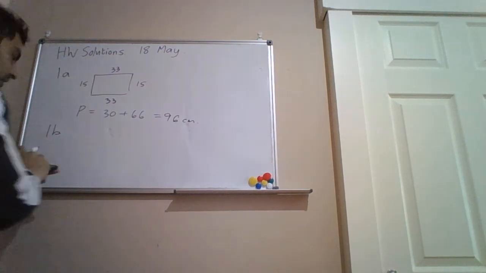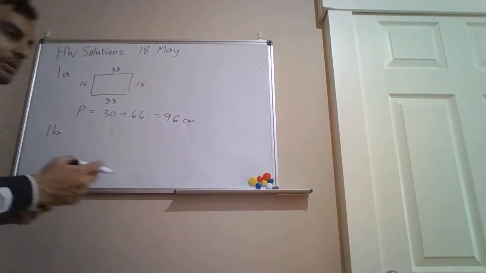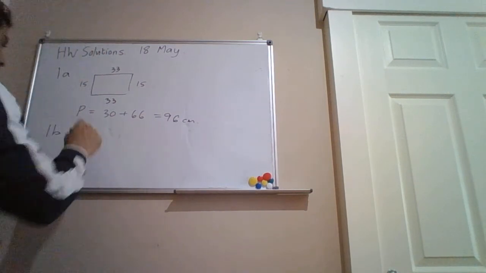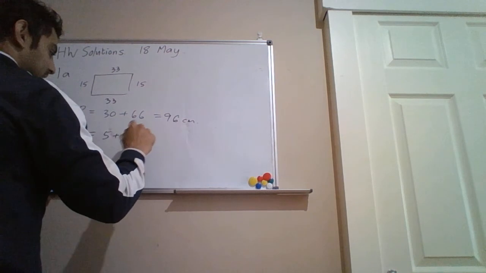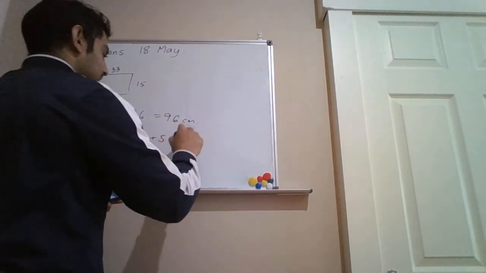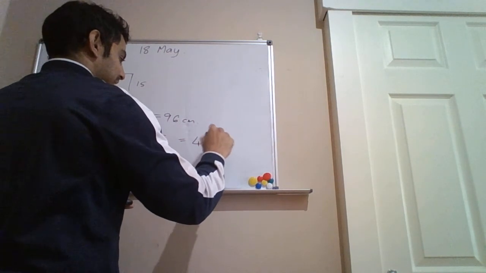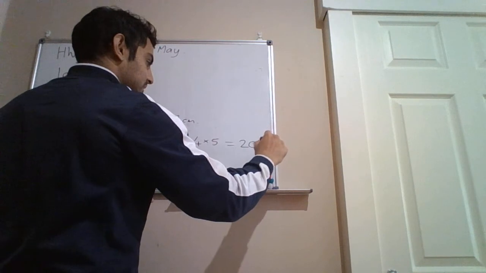And for 1B, we have all four sides as 5 centimeters. Remember, we showed that it was a square, so the perimeter is going to be 5 plus 5 plus 5 plus 5. Or if you want to save a little bit of time, you could just say it's 4 times 5, and that gives us 20 centimeters.